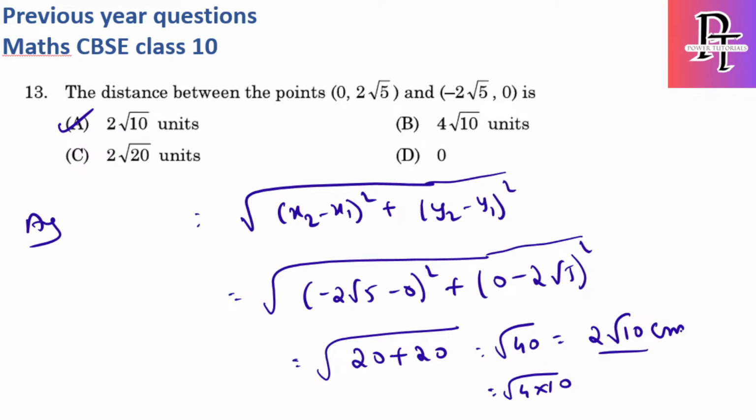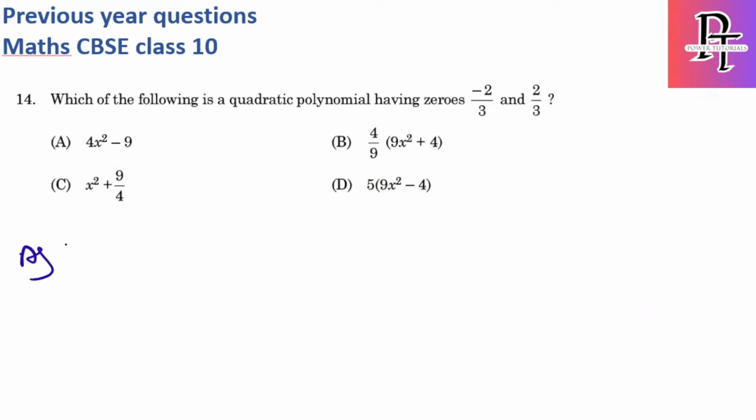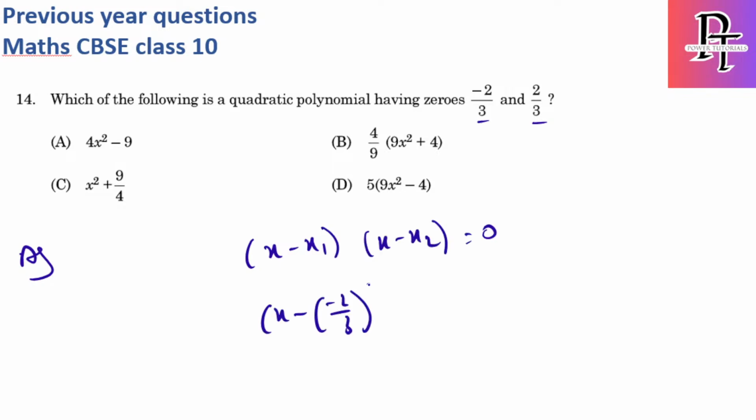14th one. So we have zeros here. We need to get the quadratic equation. It is very easy. Just (x minus x1) into (x minus x2) is equal to 0. X minus of minus 2 by 3 into x minus of 2 by 3 is equal to 0. So it is (x plus 2 by 3) into (x minus 2 by 3). So this is in the form of (a plus b) into (a minus b). (A plus b) into (a minus b) is a square minus b square.